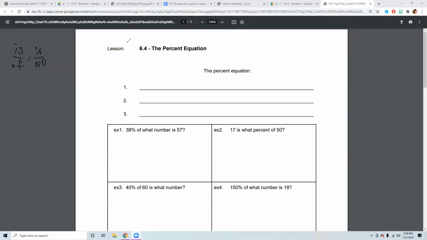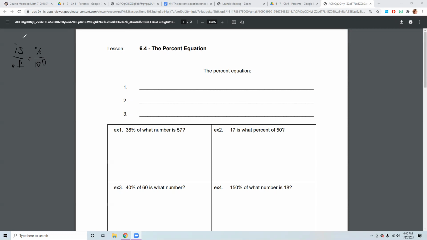So today we are moving on to 6.4, which is going to be over the percent equation. If you remember from yesterday, we learned about the percent proportion, which I have written over on the left side of the screen here. So our percent proportion was is over of equals percent over 100. Remember, is and part mean the same thing. They're synonyms. Of and whole mean the same thing. They're synonyms. And so when I'm looking at this percent proportion, I can actually make the percent equation from it.